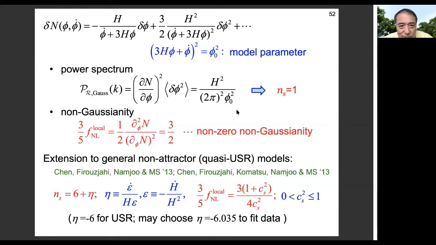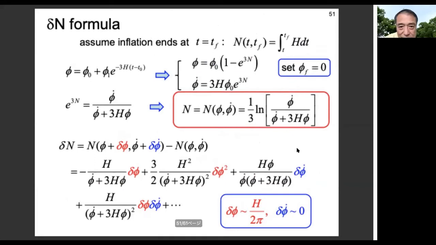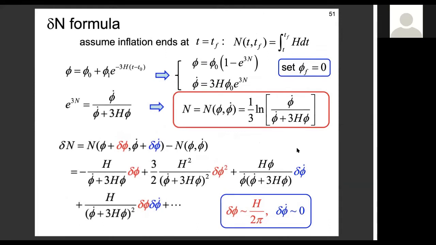Could you turn to page 51, please? Yes, okay. So I can see the equation of motion, that is phi equals phi 0 times one minus e to the 3n. So my intuition is that I can just write n as a function of phi. Why do I need to write phi dot here?